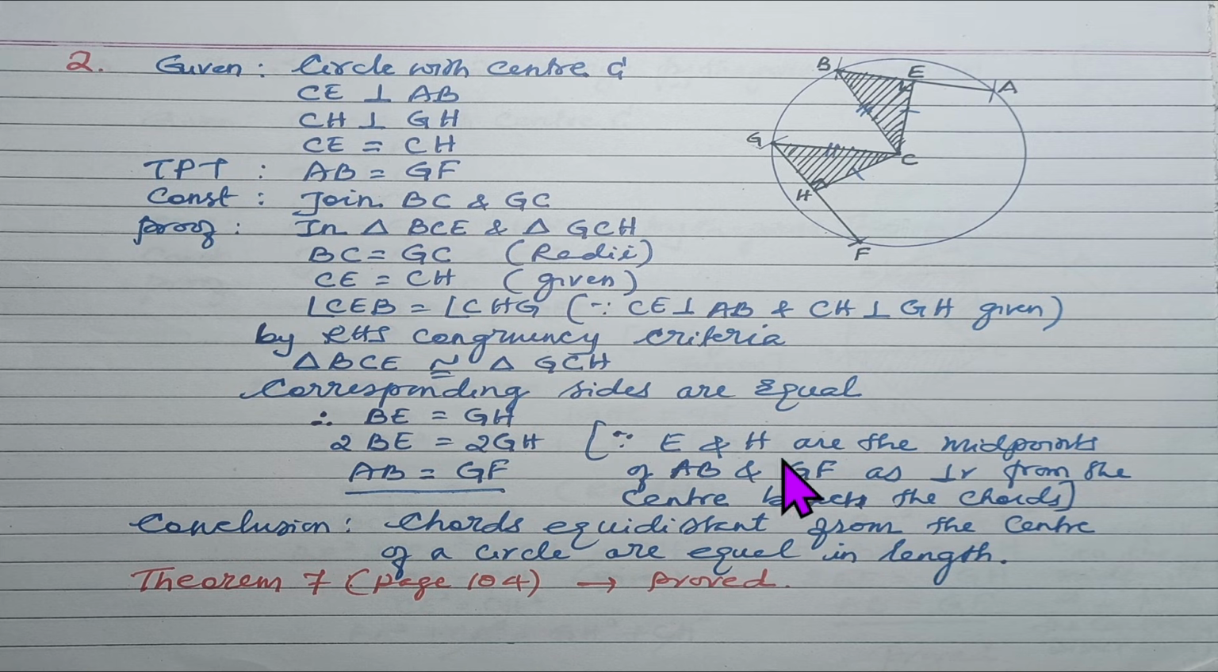That means the theorem is: chords equidistant from the center of a circle are equal in length, and that is exactly the theorem we have to prove. That is theorem number 7, page number 104 of the textbook, and the proof of that theorem is given here.